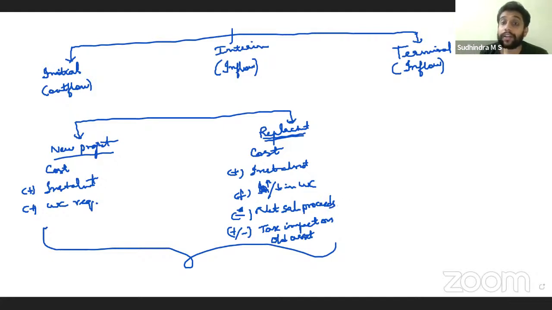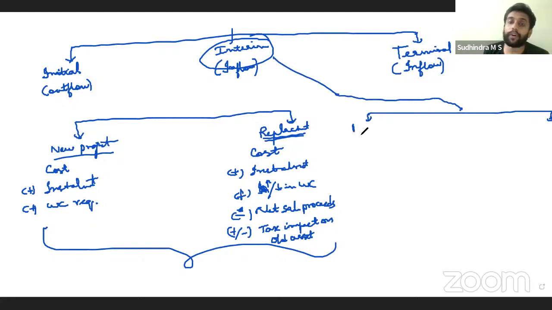Then coming to interim cash flows, we are focusing on whatever incomes or cash flows that we are receiving. So again, we have to divide it into two different categories. In case of a new project, we go with full values. That is, we will calculate cash flow after tax. How do I calculate cash flow after tax? Profit after tax plus depreciation. Right? Cash flow after tax.